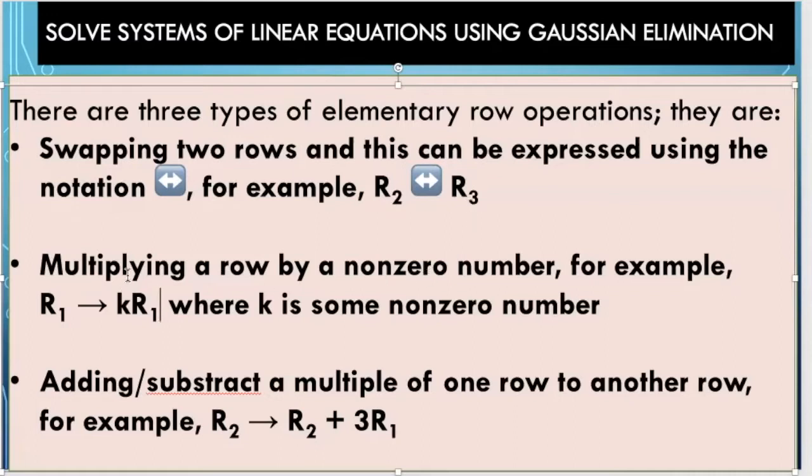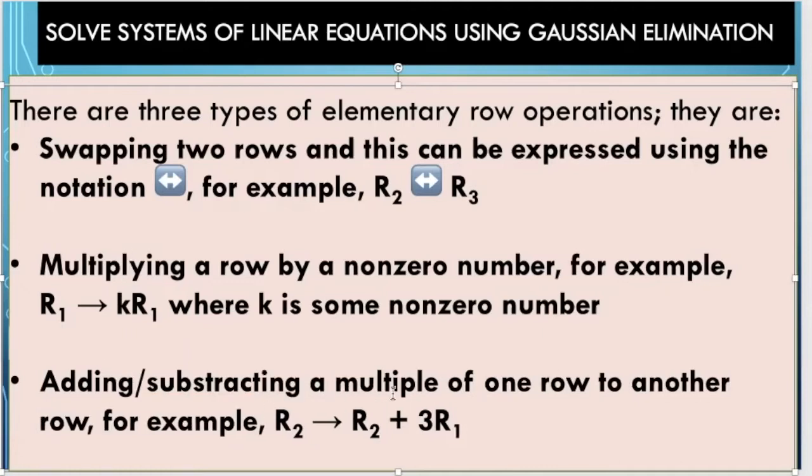The next is multiplying a row by a non-zero number. For example, row 1 equals k times row 1, where k is some non-zero number. The last is adding and subtracting a multiple of one row to another row. For example, row 2 is equal to row 2 plus 3 row 1.